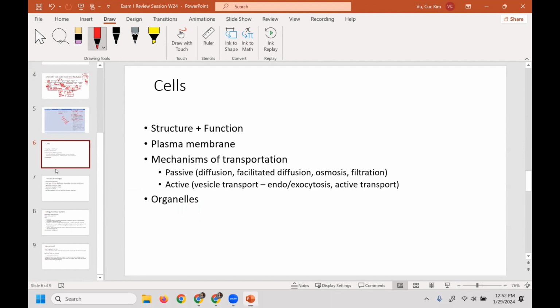All right, so for cells, make sure you know the structure and function. There was a worksheet that you didn't have to do, but you could do to study. A lot of students complain that the worksheets are hard and long, but guess what? They are one of the best studying tools you could have, especially if you do it in the way I'm going to tell you.